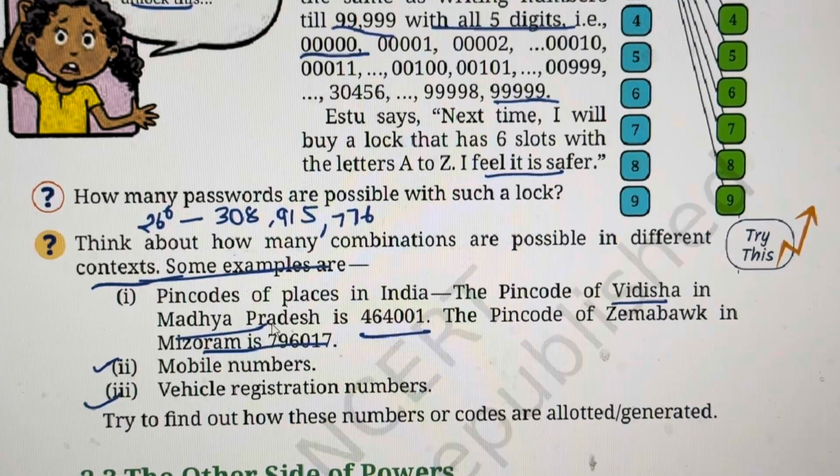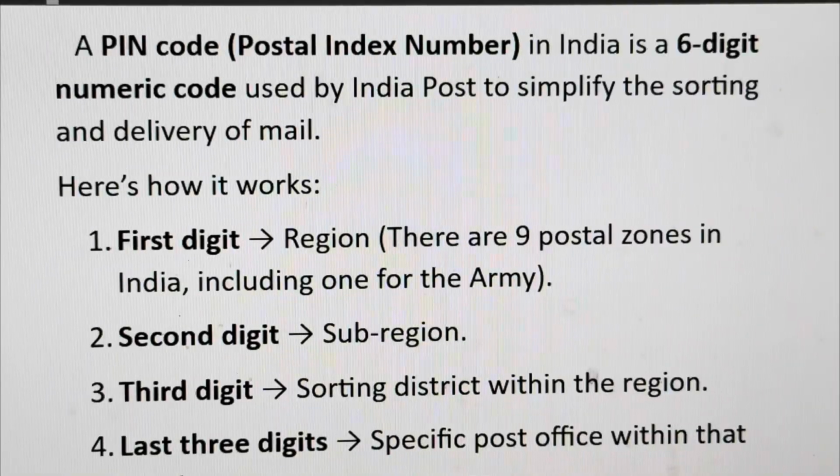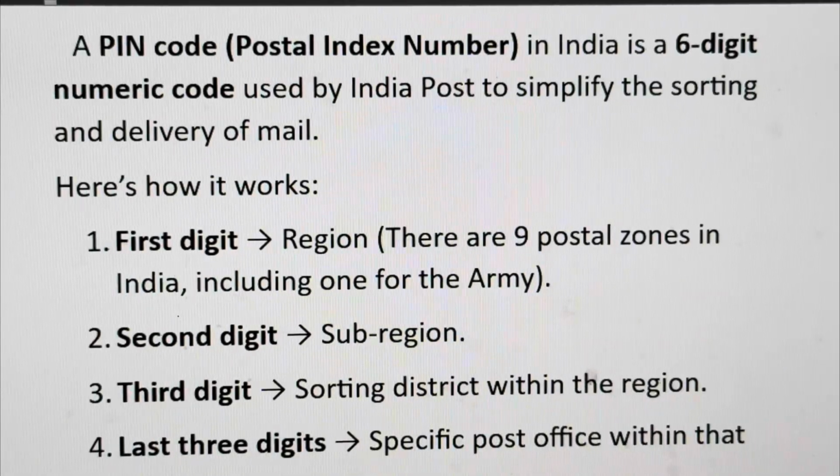Now here you can see the pin codes, they are alphanumeric. Even vehicle registration numbers, you might have noticed they are alphanumeric type of codes. Right? Only mobile numbers, we use only numbers. So let us try to understand them in detail. So let us first understand a little bit of GK behind it.